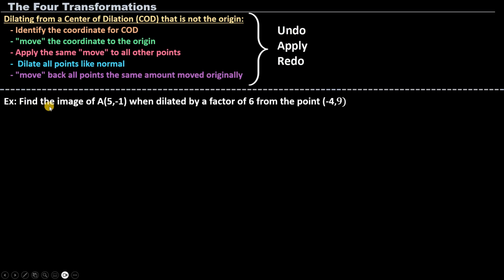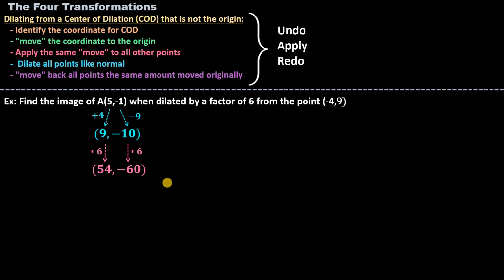So our example is we want to find the image, what comes after the dilation, of A when it's dilated by a factor of 6 from the point (-4, 9). Because we're coming from this point, we need to undo that point. So -4 we add, and 9 we subtract. And this gives us (9, -10). Now we do the dilation, so we multiply everything by 6, giving us (54, -60).